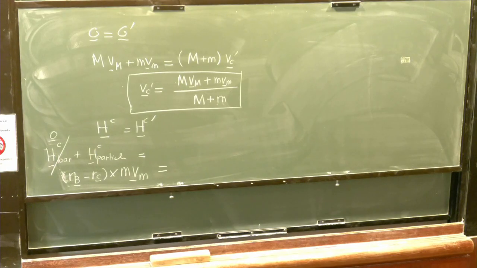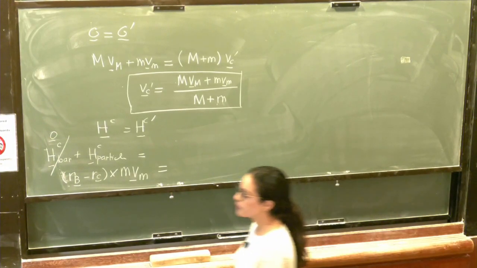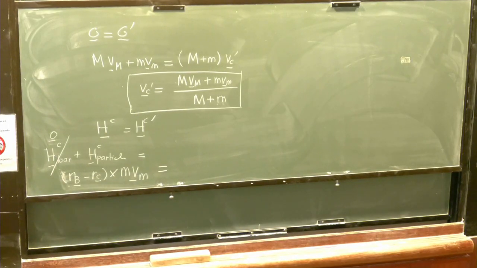Okay. I'm calculating the angular momentum about a moving point. I would be calculating the angular momentum of the bar about C. It would be the integral over the body of the bar of R minus RC cross the velocity of the bar, dm.